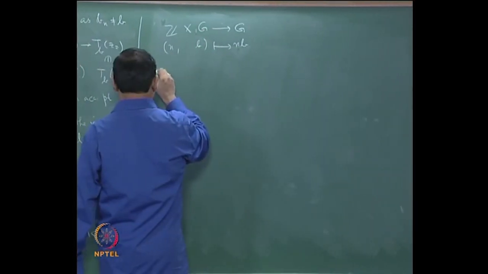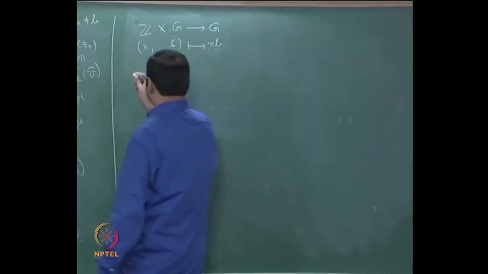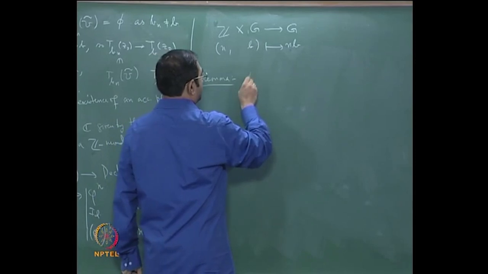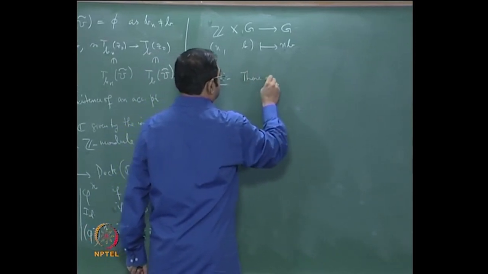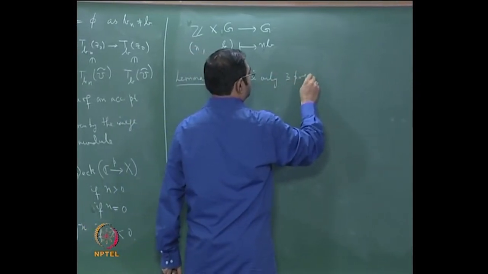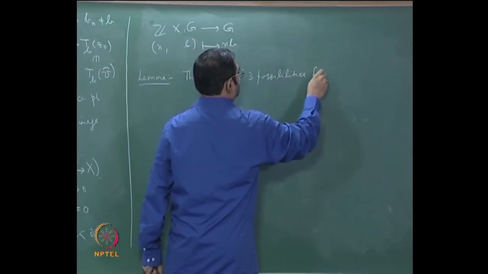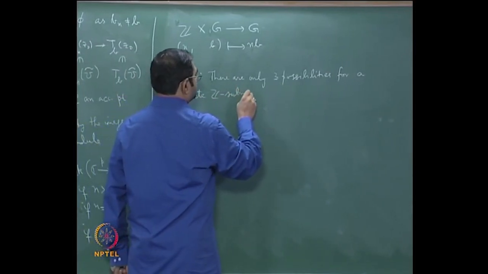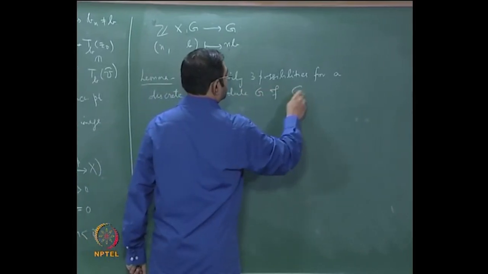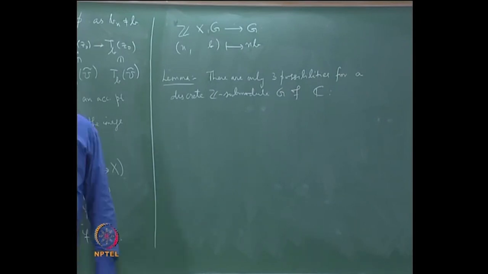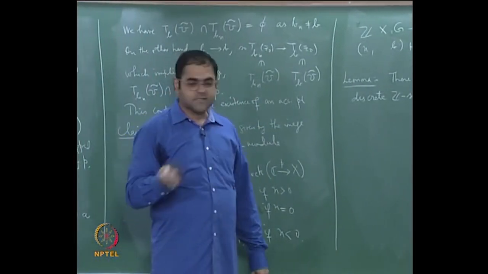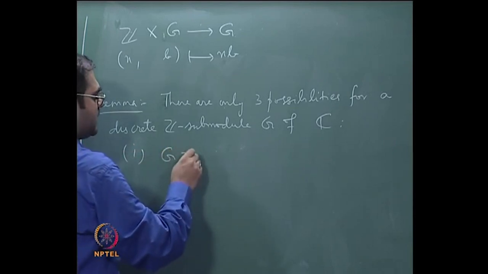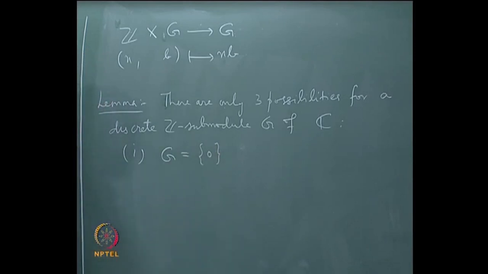Now I am going to make another claim, and this claim is very, very important. So here is a small lemma. There are only 3 possibilities for a discrete Z submodule G of C. My G is of course discrete as a subset of C, and it's a Z submodule, right? And this lemma says there are only 3 possibilities. Number one, G is just 0. So G is trivial.